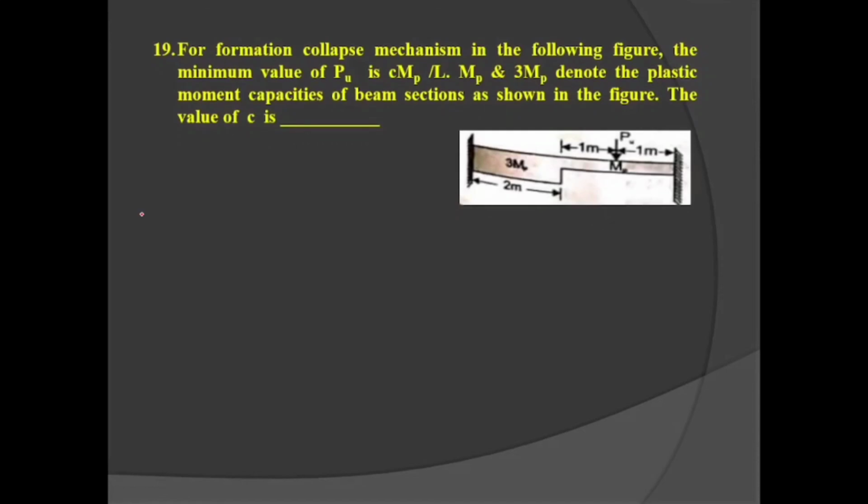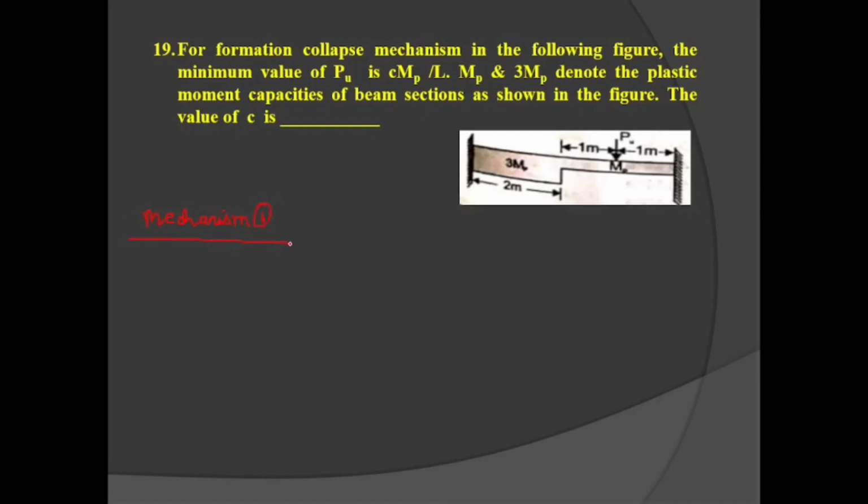19th question. This is our 19th question, which is for formation of the collapse mechanism. In the following figure, the minimum value of Pu is C MP by L. MP and 3 MP are the moment capacities. The same condition is there as we had discussed in the previous question. So mechanism 1 and mechanism 2 will be formed. I am just telling you the answer of mechanism 1 and mechanism 2. You can calculate. If any doubt comes, you can ask me.